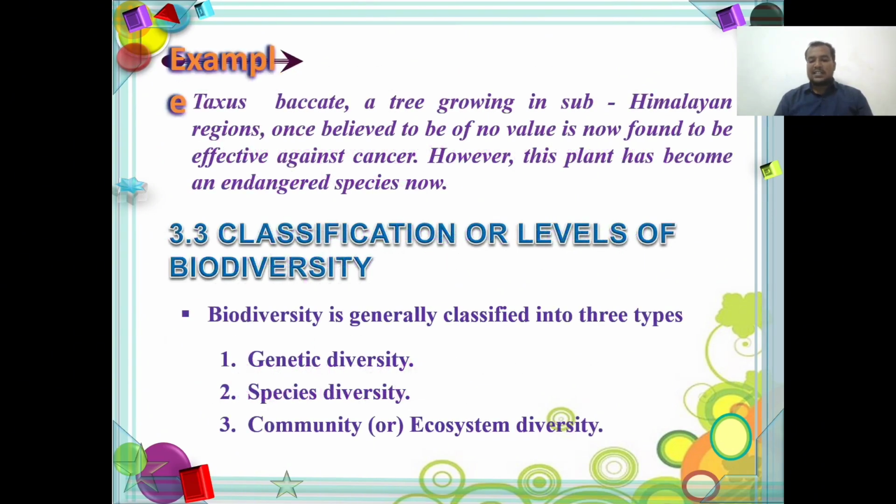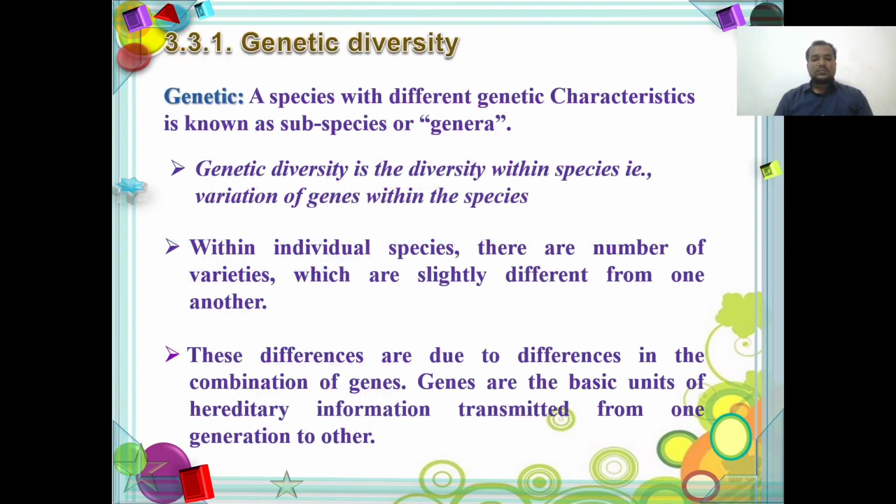Then the classification of biodiversity. The classification is divided into three types: genetic biodiversity, species diversity, and community or ecosystem biodiversity. The first one is genetic biodiversity. In genetic biodiversity, there are different genetic characters. The variation of genes within a species is genetic biodiversity.